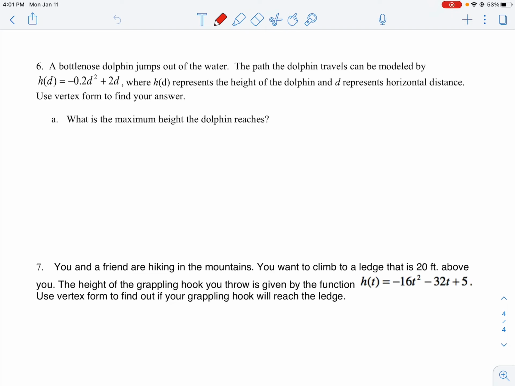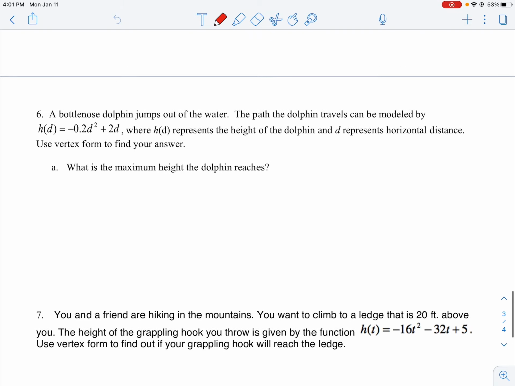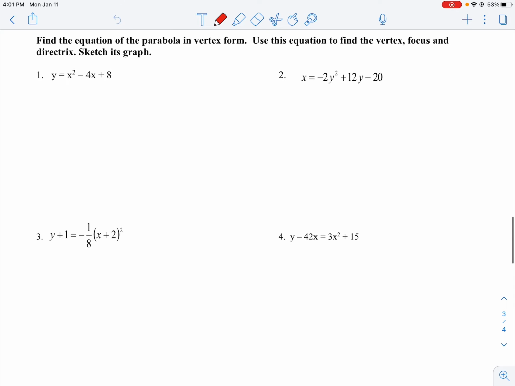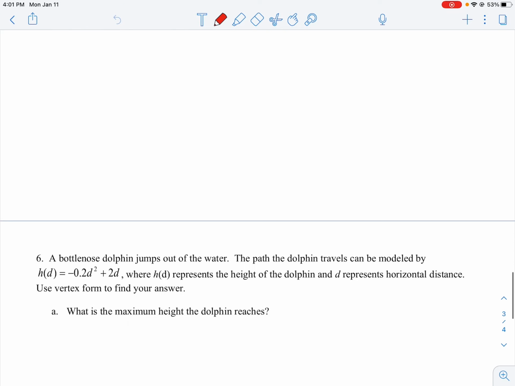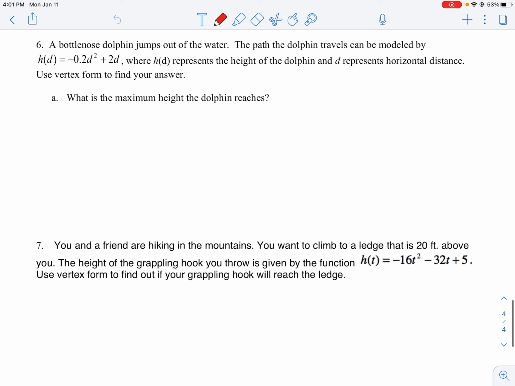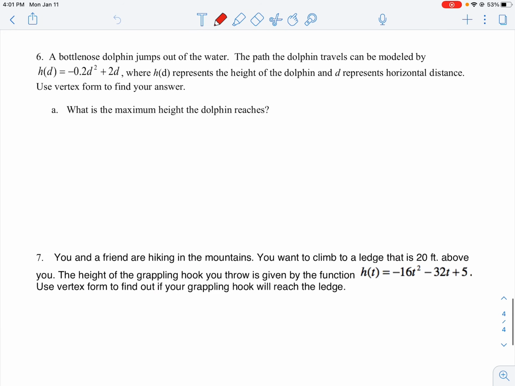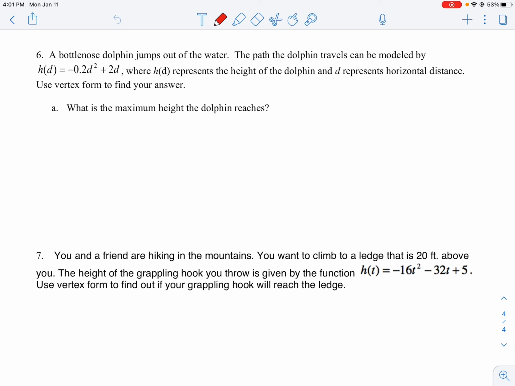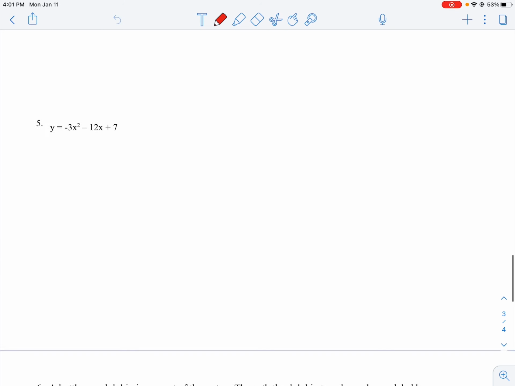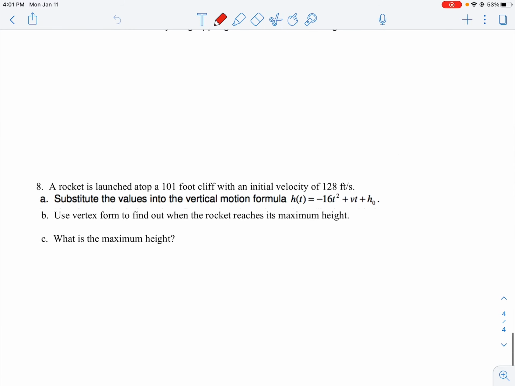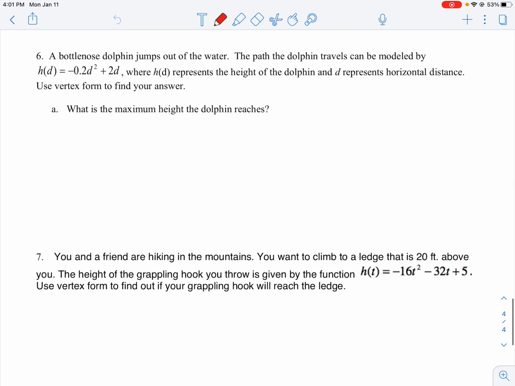So hopefully you took the time to try to figure this stuff out because these are Regents type problems, all right? Most likely on the Regents you won't see a question that looks like this. You're going to see more of a question that looks like this, converting something into vertex form and then utilizing the information given. Okay, so in the video from the last one, I do go through number 5, and I did that one in class today.